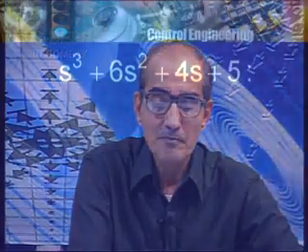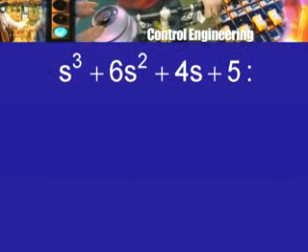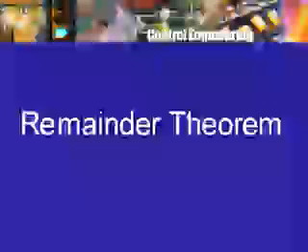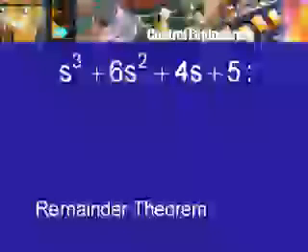s cube plus 6s square plus 4s plus 5. Now some of you may try to guess the factors of this polynomial, but they are not going to be easy to guess. There are some simple rules. For example, there is what is called the remainder theorem. If you use the remainder theorem, you can find out whether a particular number is or is not a root of the polynomial. But in fact, you don't have to use the remainder theorem.